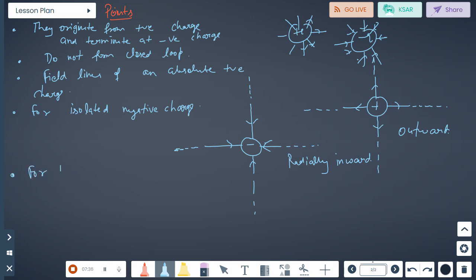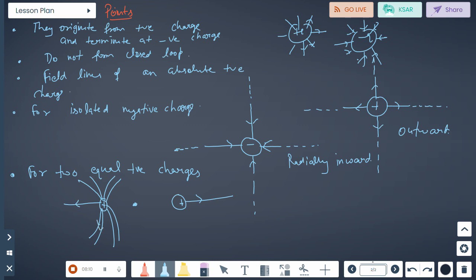For two equal positive point charges, suppose we have two point positive charges plus q and plus q, and we have some point between them. The field is radially outward for positive charges. Then the figure becomes like this, radially outward.